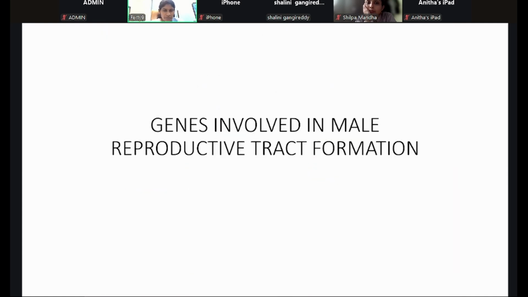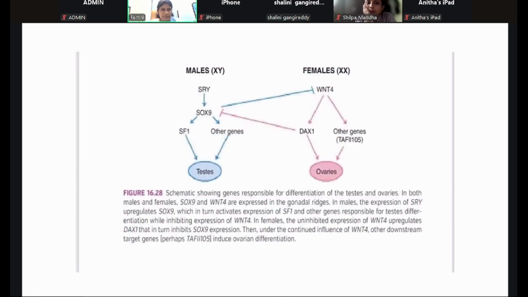So this is, in a few words, about embryology. And as I told you before, in males the SRY gene will be expressed maybe from around the 6th week, and this will increase the expression of the SOX9 gene. This SOX9 gene will suppress two genes, the DAX1 gene and the WNT4 gene, which causes the suppression of the female organs, and then the male organs will be expressed.